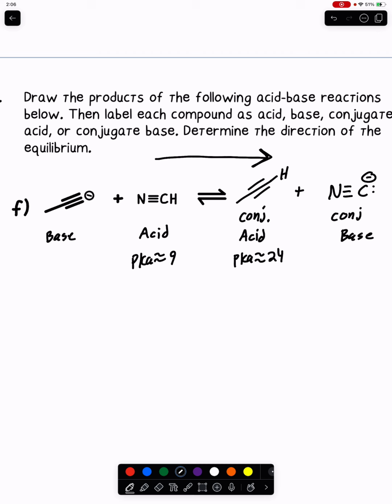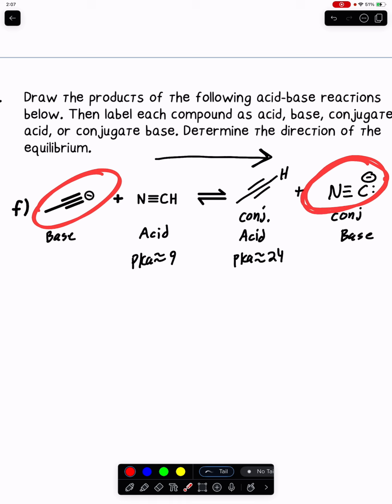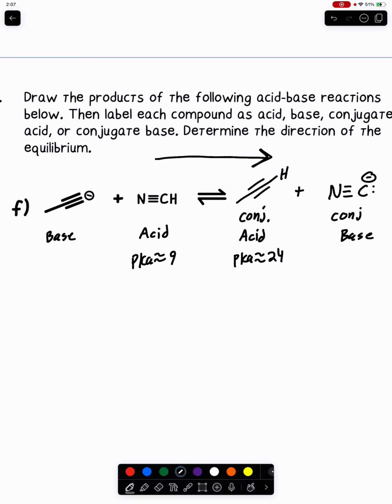The other way we can evaluate this, if we don't memorize pKa's, is we can compare the two bases. So we'll compare this species to this species, and we're just going to ask ourselves which one's more stable with the negative charge, because that's the one that's going to dominate here. That's the one that's more stable. It's going to be the one that exists mostly with the negative charge.